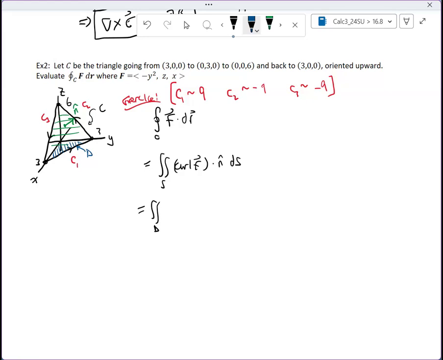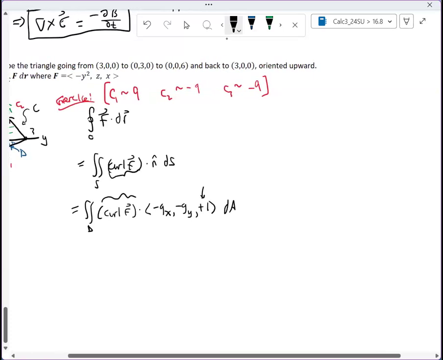The domain D in the xy plane. So this is the double integral over D of the vector I'm interested in, which happens to be curl F here, dotted with (-gx, -gy, +1). So we are oriented upward, dA. Where z equals g of x, y is the description of my surface. Okay, so I need a couple of pieces to plug in here.